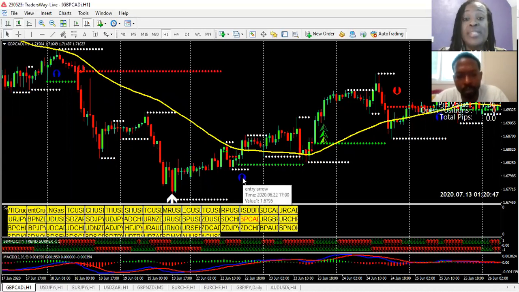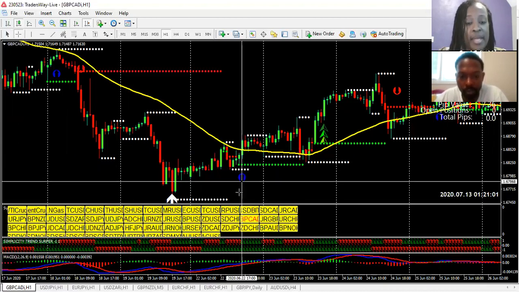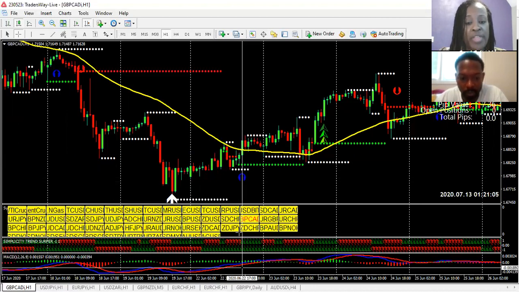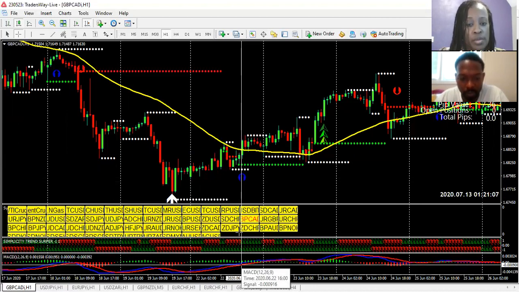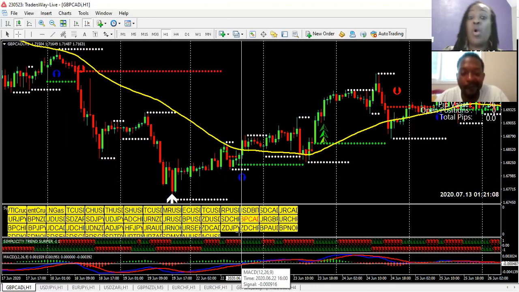Now, based on the settings of the entry arrow, it is designed to get you in the market early, earlier than the triples. That's what it's in relation to. But it's also in alignment almost perfectly with the MACD cross, based on the settings of the arrow. So the MACD cross, the MACD is a trend reversal indicator.